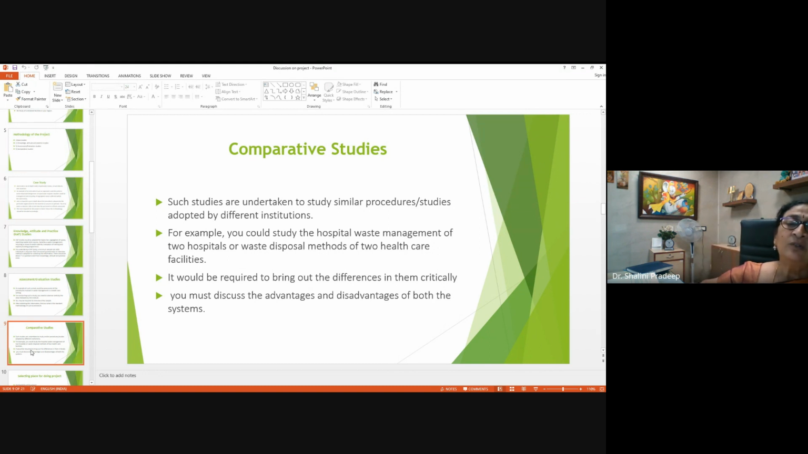Okay. You could study the hospital waste management of 2 hospitals or waste disposal methods of 2 healthcare facilities. And you have to be able to critically evaluate both of them. You know, what is the difference in both these hospitals? Okay. And if you are describing any one system, what is the advantage of that system as compared to the other? What is the disadvantage? You will have to write that in your results.